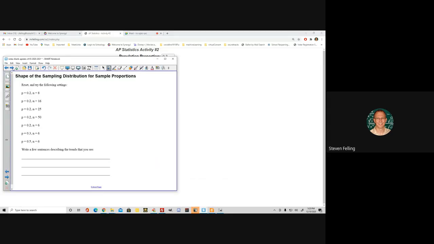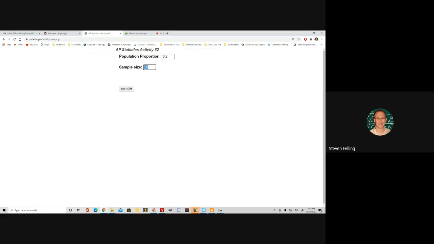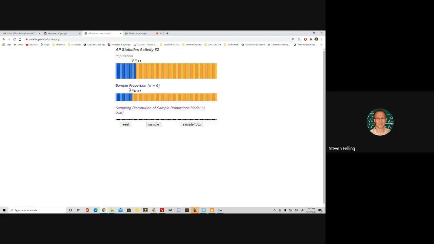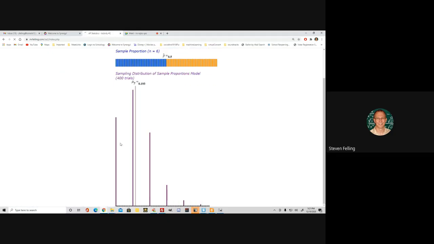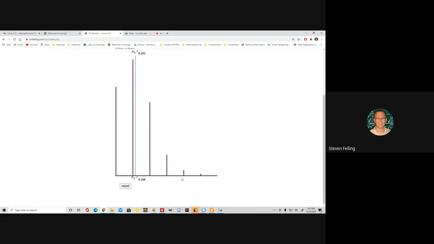Let's say that I tried different sample sizes with, let's use a small sample size, but let's try different p-values. So let's use 6 for the sample size, and I'll start out with 0.2 for the proportion of yeses. So that's going to turn out to be pretty skewed, right? Quite skewed, not normal.